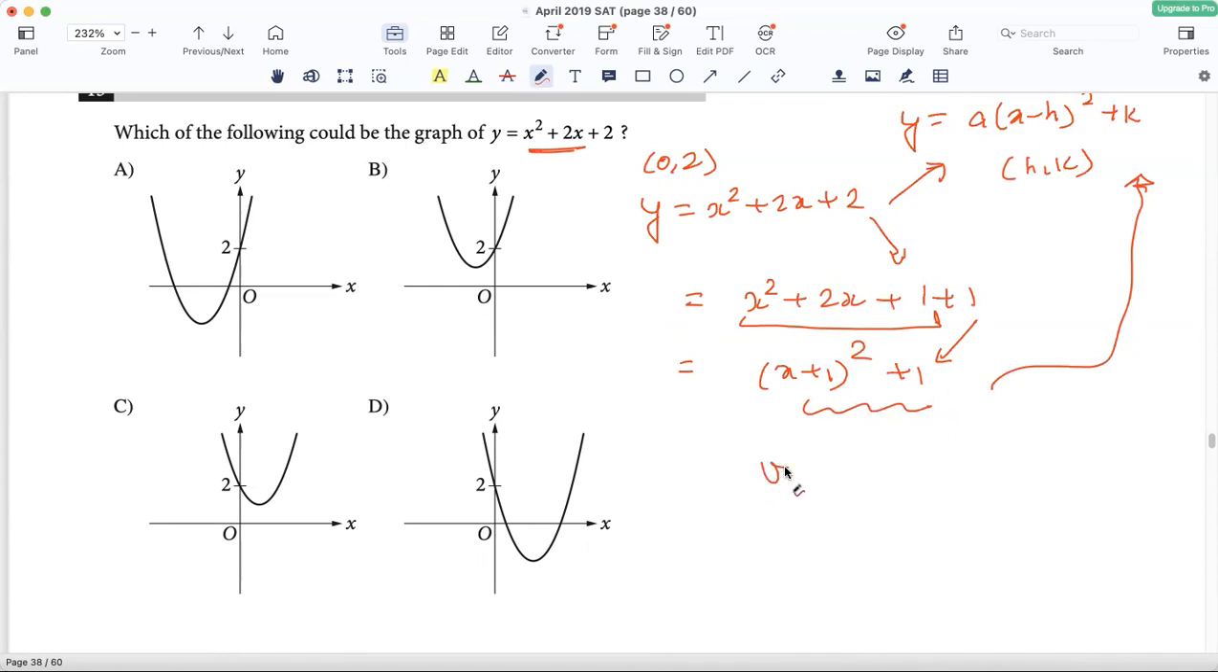And this is the form that we were looking for. This tells me that the vertex is (minus 1, 1) because h is negative 1 and k is 1. Now (minus 1, 1) lies in the second quadrant, and the vertex here is in the third quadrant. Here it's in the second quadrant, so this should be my answer. Here it's in the first quadrant, and here it's in the fourth quadrant. So the right answer is option B.